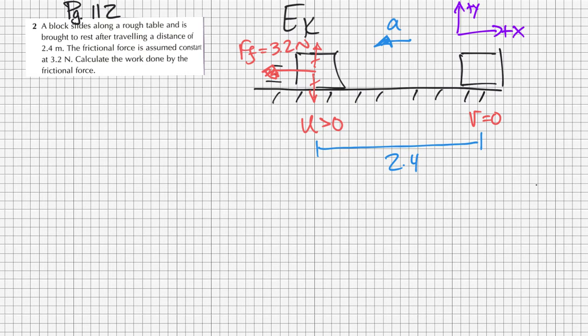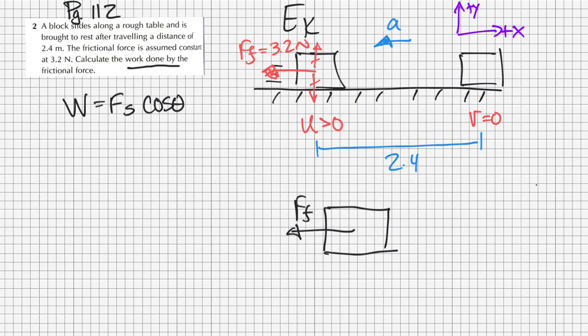So in this case, it asks us to calculate the work done by the frictional force. And our equation is going to be that work equals force times displacement times cosine theta. Now, if we think about this, here's my object again, right? My force is in the negative direction. My displacement is going to be in the positive direction. That's the direction that it's moving. And so the angle between these is going to be 180 degrees.